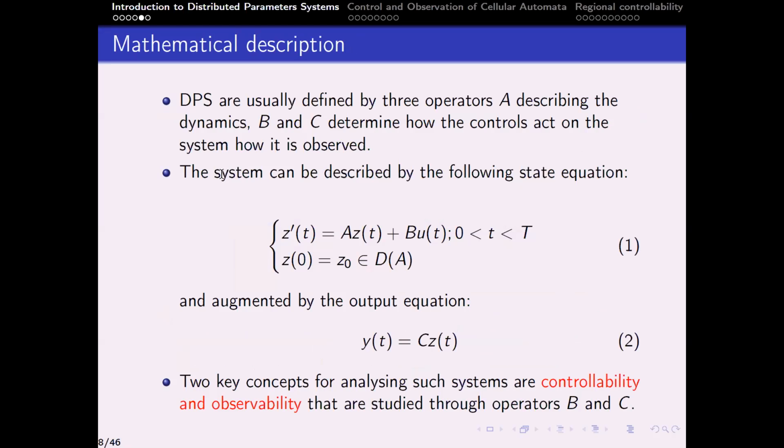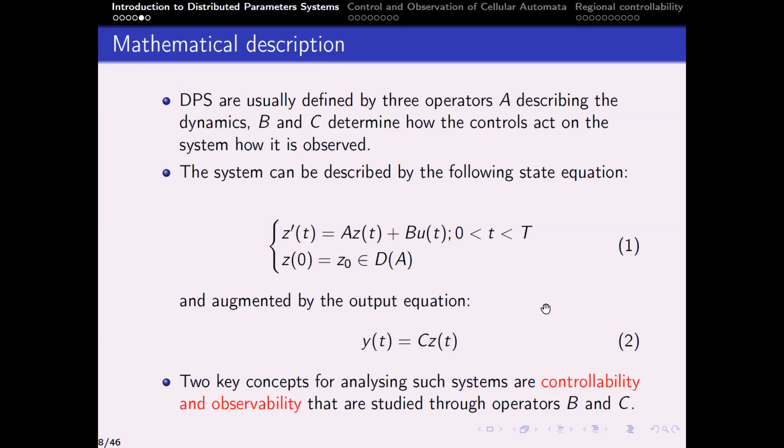As I told you, DPS are usually defined by three operators. They are the dynamics operator, the input operator, which gives how the inputs are applied on the system, and an output equation, which gives the measures of how we are observing the system. Depending on the types of these operators, if they are linear, if they are bounded, and on many other properties, the solution of this equation depends on the nature of these operators.